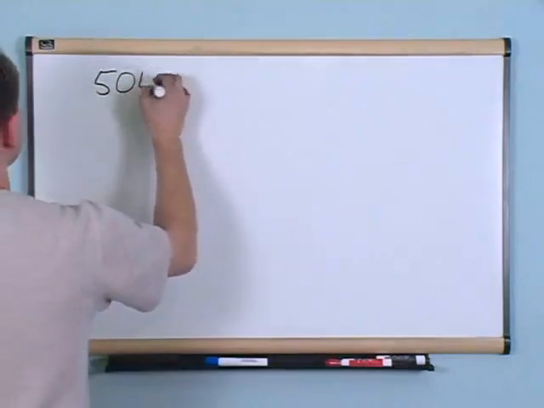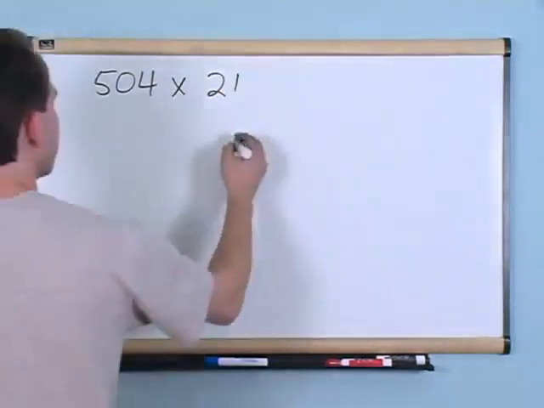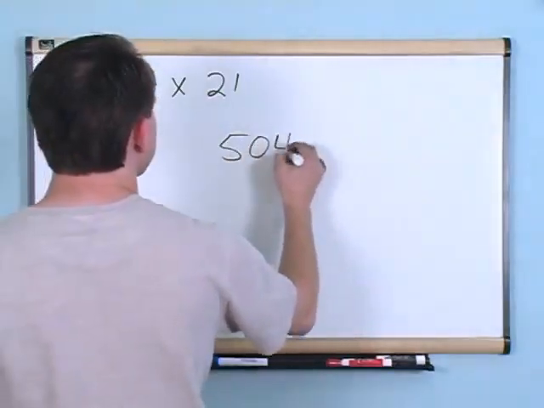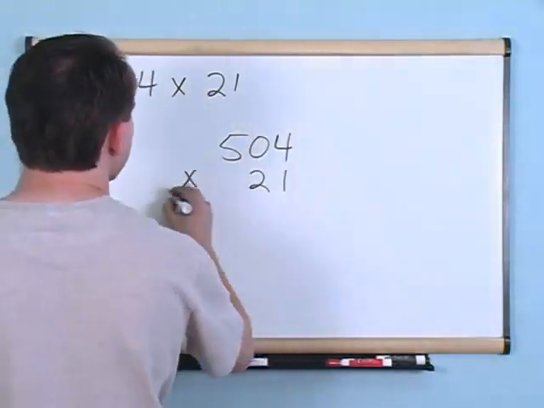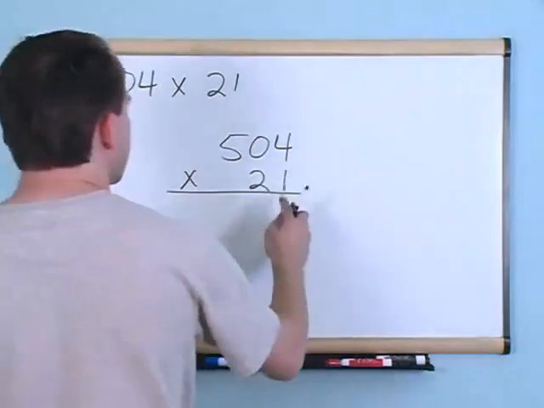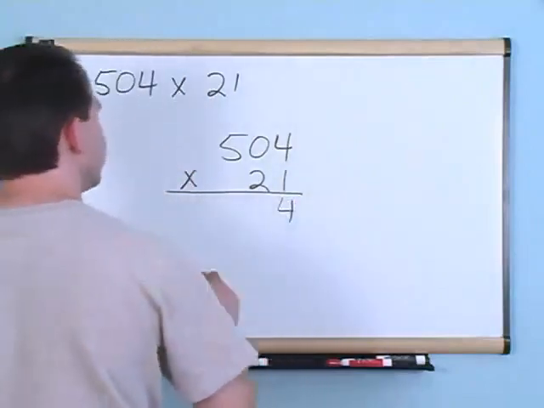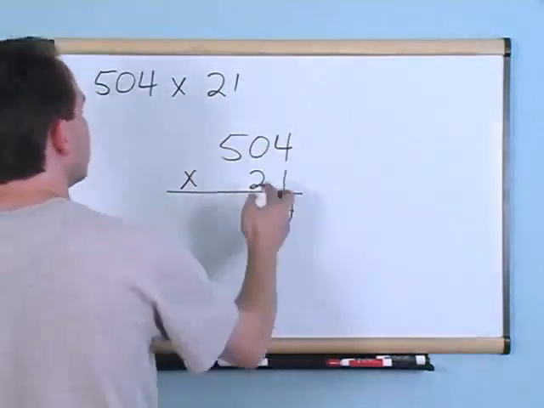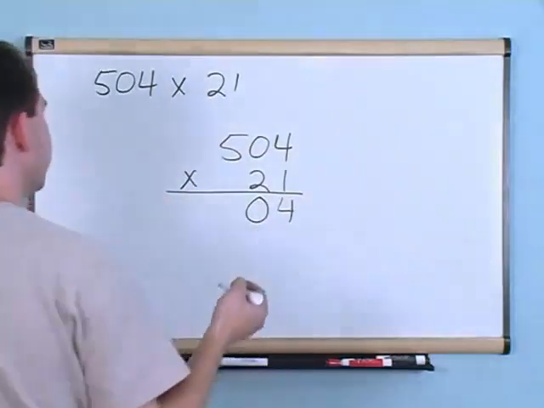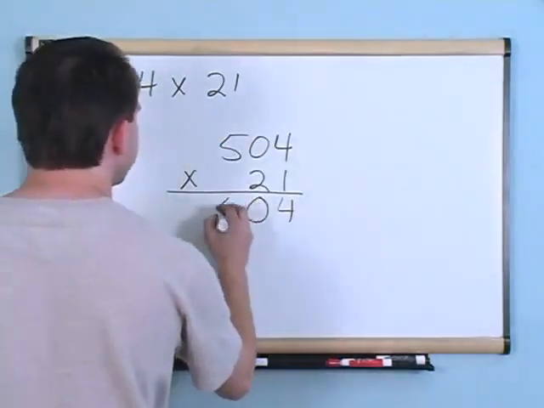504 times 21. Okay? So we write the bigger number on the top and the smaller number on the bottom. So we're going to start in the right-hand column. 1 times 4 gives you 4. 1 times 0 gives you 0. Remember, anything times 0 gives you 0. 1 times 5 gives you 5.